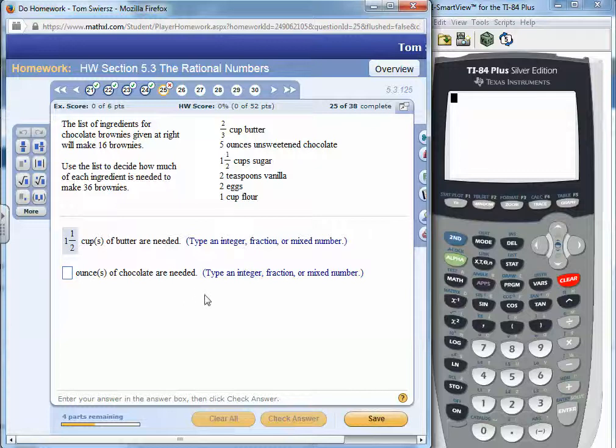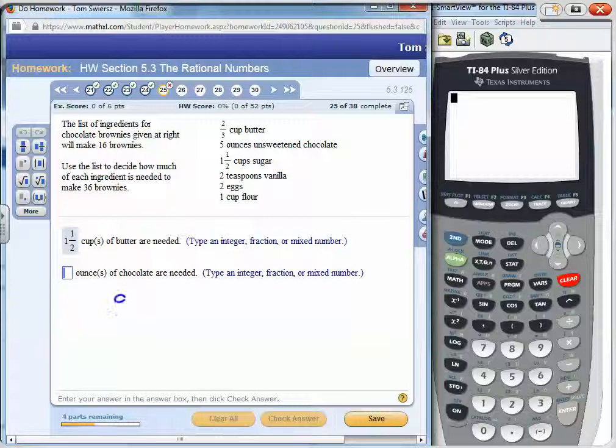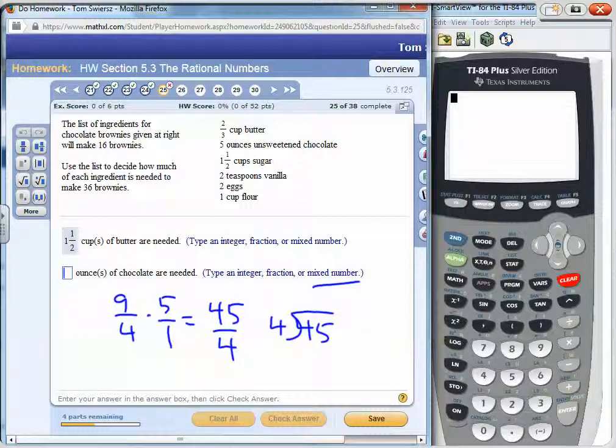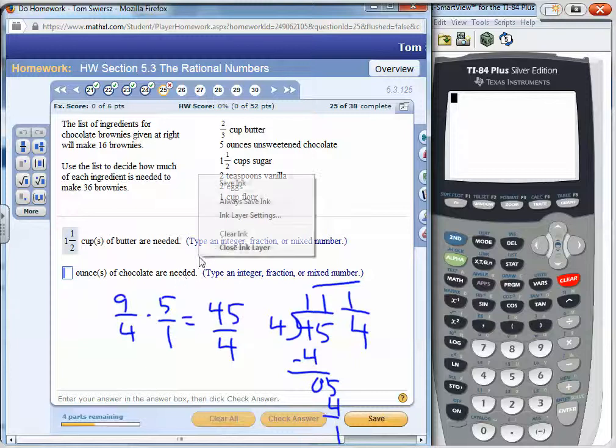Okay, next, 5 ounces of chocolate. The multiplier was what? 9/4, right? So 9/4 times the amount of chocolate, which is 5. 5 is just 5/1, so again nothing reduces. 9 times 5 is 45 over 4. We need a mixed number. So 45 divided by 4: 4 goes into 45 eleven times, and the remainder is 1. So it's 11 1/4 ounces as a mixed number.